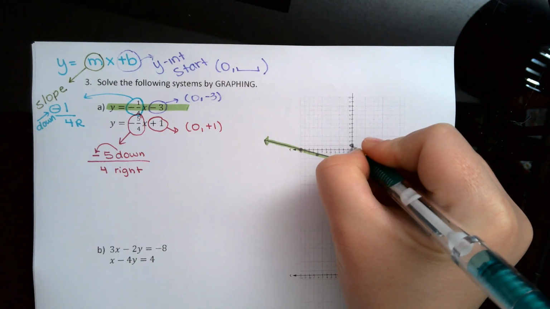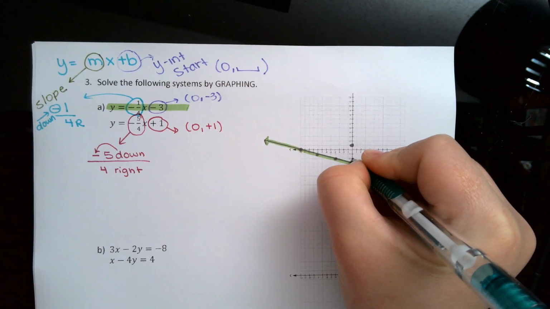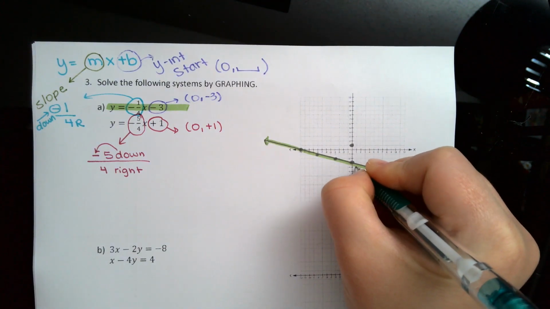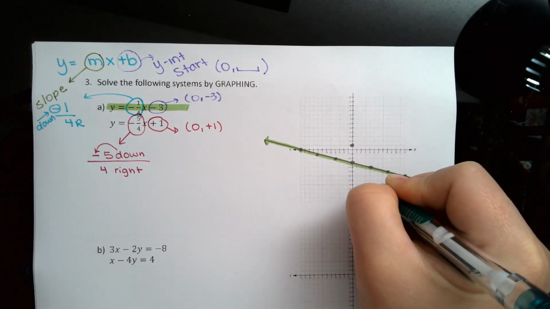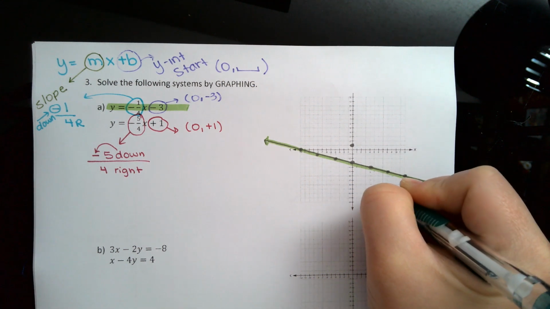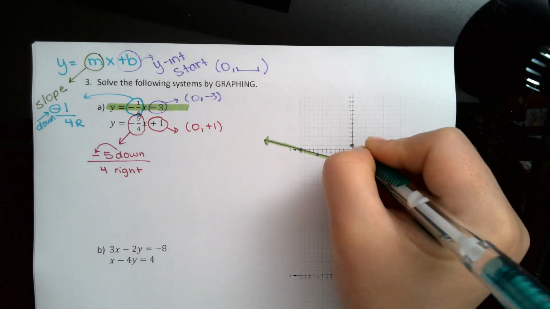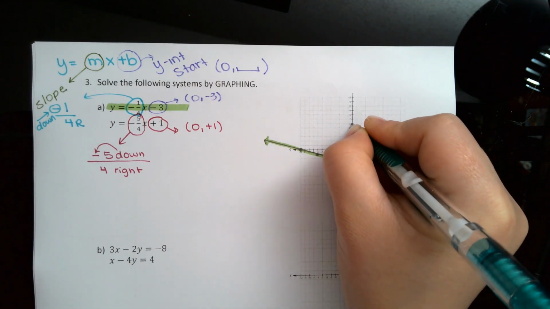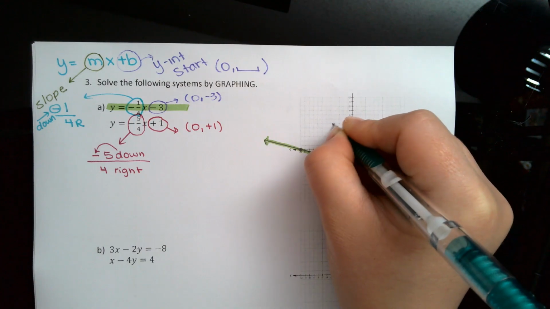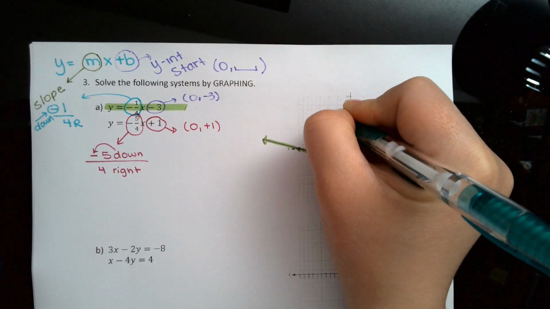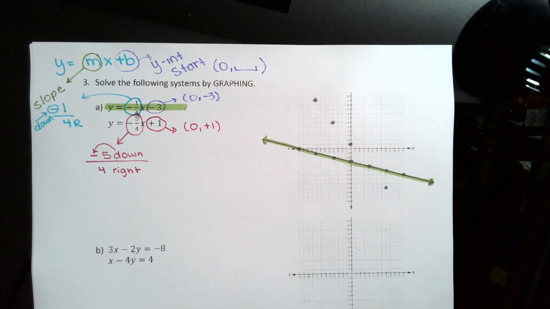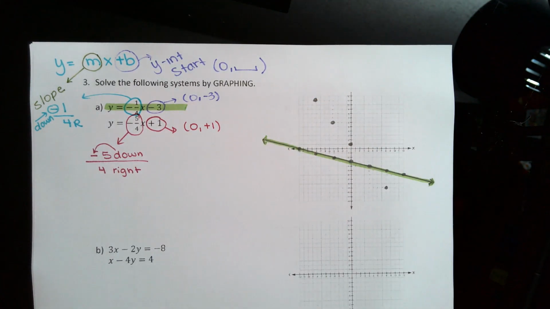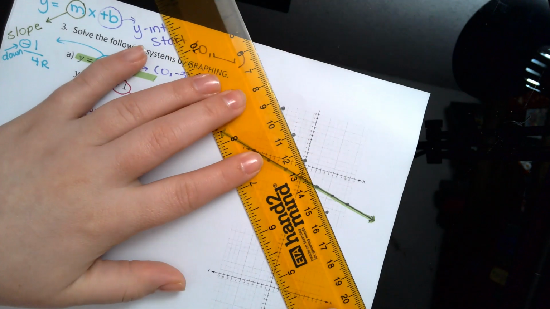Let's use pencil just in case. Positive 1. 1, 2, 3, 4, 5. 1, 2, 3, 4. 1, 2, 3, 4, 5. 1, 2, 3, 4. Now the other way. 1, 2, 3, 4, 5. 1, 2, 3, 4. Here we are. Pick up your ruler and connect.